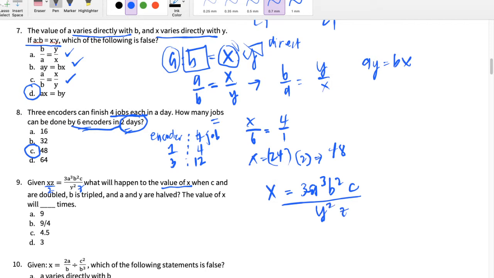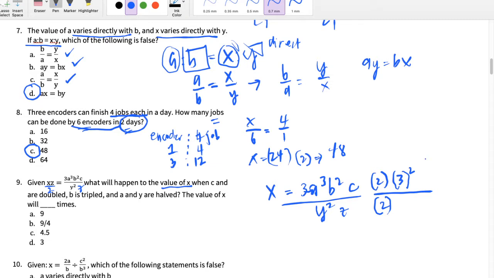Okay? So, ang sabi, when c and z are doubled. So, ano mangyayari dyan? Nasa taas ang c mo, so that's times 2. Sa baba rin, nasa baba naman yung z mo, so that's times 2. Kasi doubled yung c, doubled yung z. b is tripled. b, naka-square siya. So, quantity 3b squared, you will have 3 squared here na multiplier. Okay? A and y are halved.